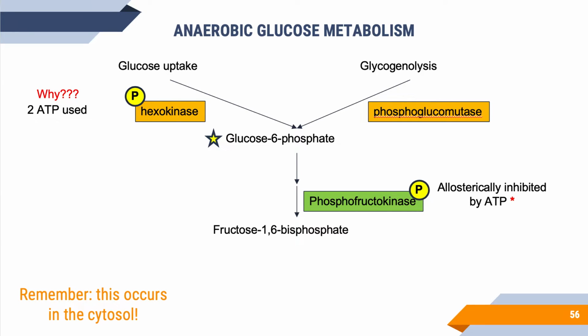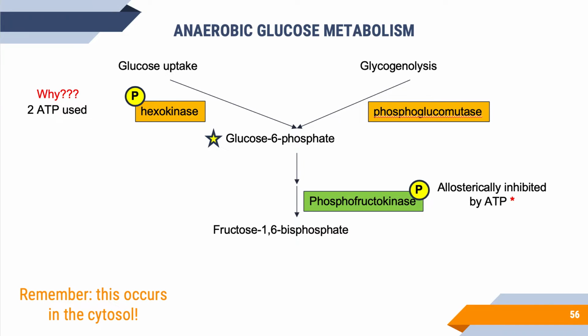So this slide is majorly important because it's showing us the major ways that we can regulate glycolysis, or the entry into glycolysis. We can get G6P from two sources: glucose uptake from skeletal muscle contraction or insulin-mediated pathways, or the breakdown of glycogen to liberate glucose.